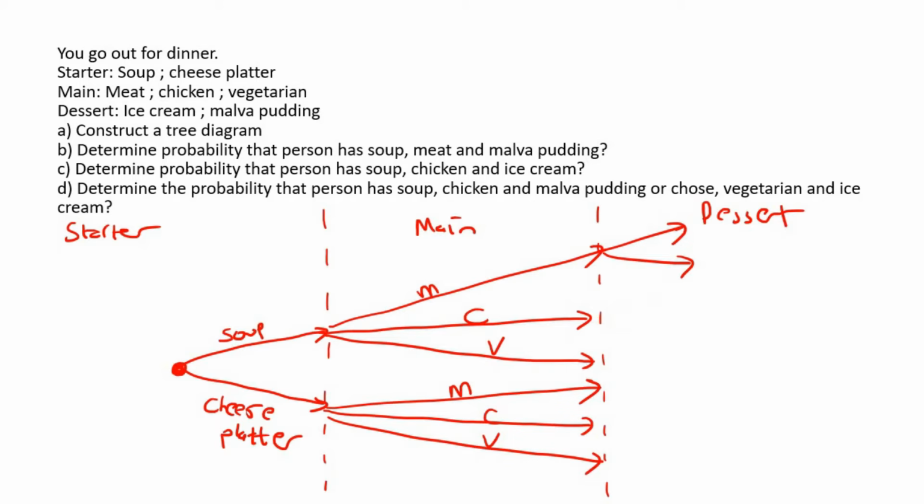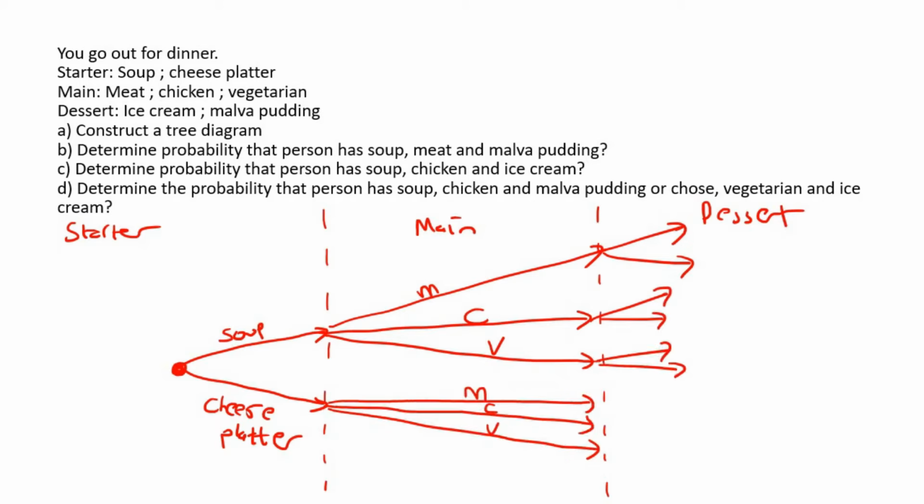Oh, it always runs out of space. So 2, and then 2, and then 2. You get what I'm trying to do, right? And then that would be ice cream and malva pudding.